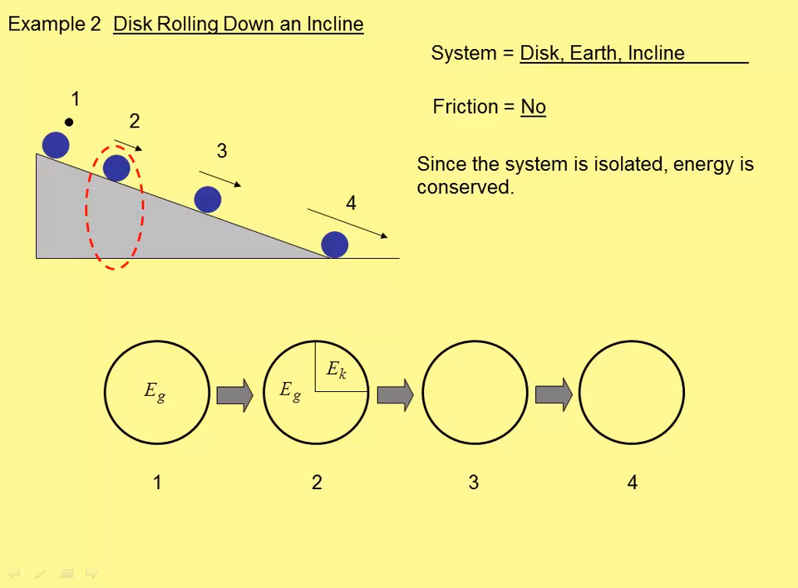Pie 3, we're now about half the way down. So that means there'll only be about half as much E_G as there was initially. The rest will be E_K. And all the way at the bottom, well, now it can't fall any further. So there's no more E_G, so it'll all be E_K.